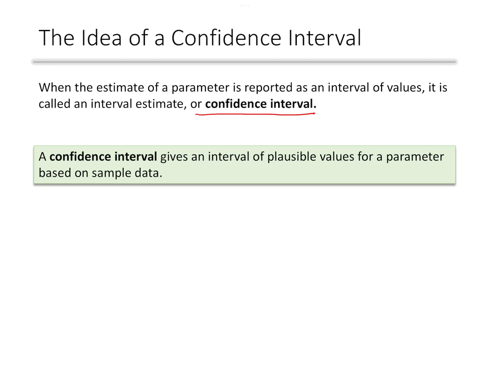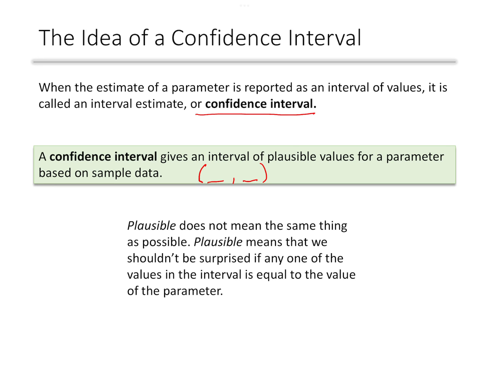Normally our confidence intervals are going to be written in parentheses, where it's going to go from something to something. That is what it's going to look like. As a little side note here, plausible does not mean the same thing as possible. Plausible means that we shouldn't be surprised if one of the values in the interval is equal to the value of the parameter. We're not saying it's only the possible ones, it's just the plausible ones that we think make sense.